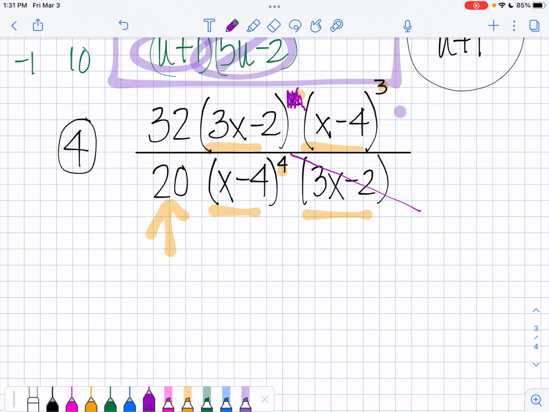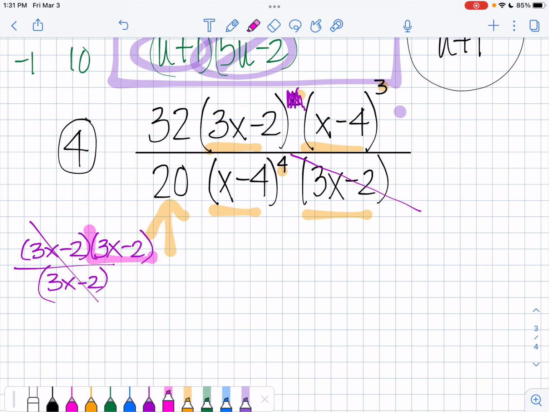If that makes sense, I'm going to rewrite it just so you can see just this part. 3x minus 2 squared means 3x minus 2 times 3x minus 2. And on the bottom, I had 3x minus 2. So together, one of those cancels, and then I'm left with 1 on the top, which is how I wrote it here. And I cross this one off.